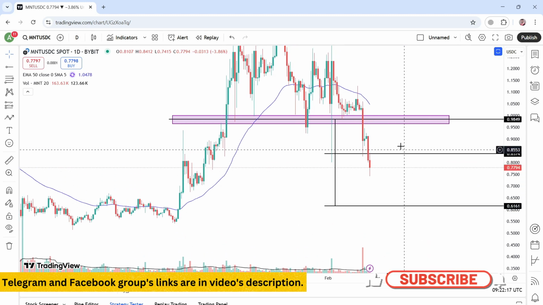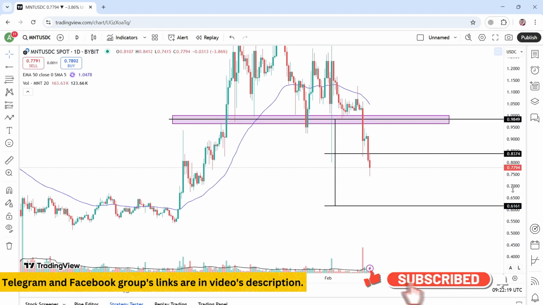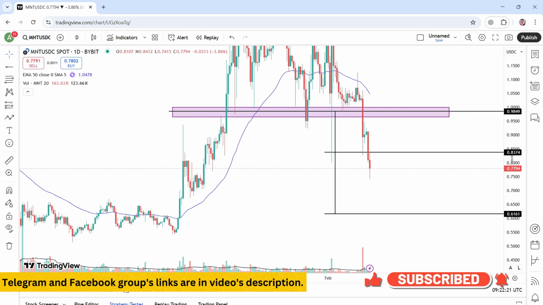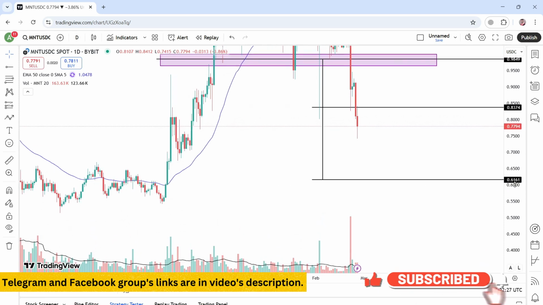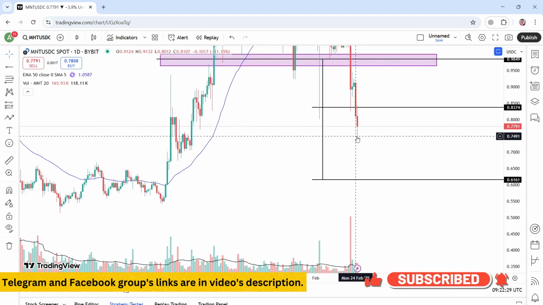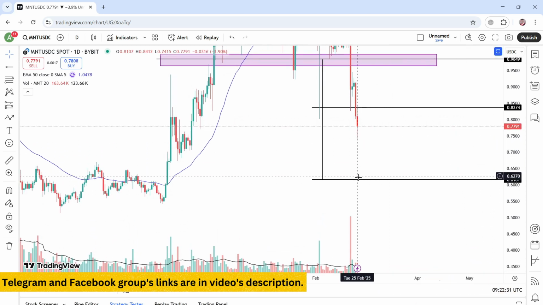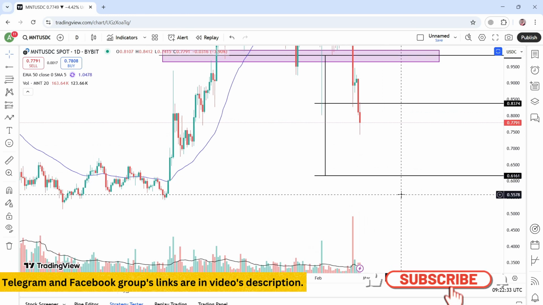if you want to trade in this coin, or if you have this coin in your portfolio. If you have done short selling on the breakdown, then your first target is at 0.8374, that has already been achieved, and its final target for short selling is at 0.6161. So we can expect the prices to touch these levels in upcoming days.